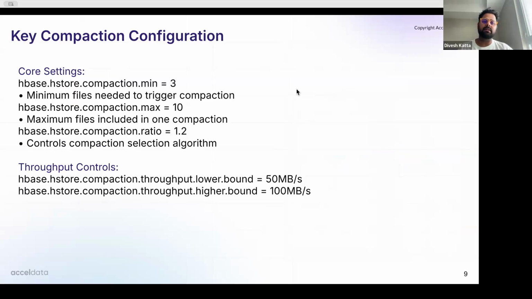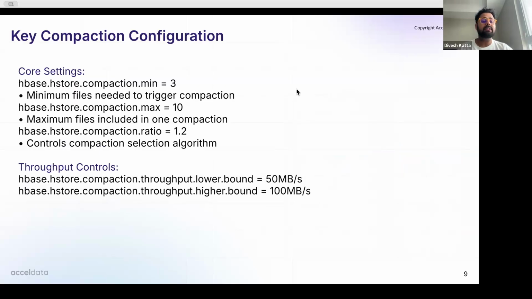The minimum setting is 3 files. HBase waits until it has at least 3 files before compacting. If you lower this to 2, you get more frequent compaction but smaller I/O operations. If you raise it to 4 or 5, you'll get fewer compactions but each one moves more data.